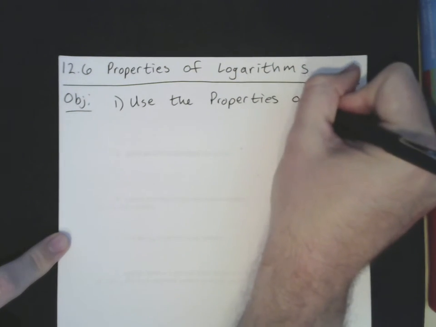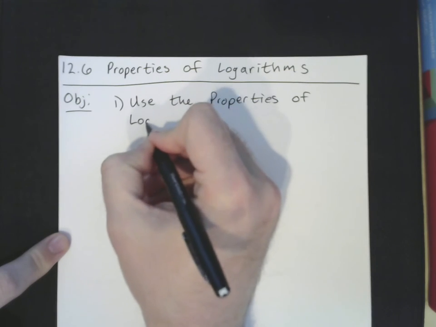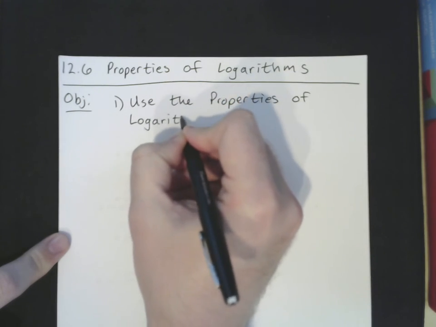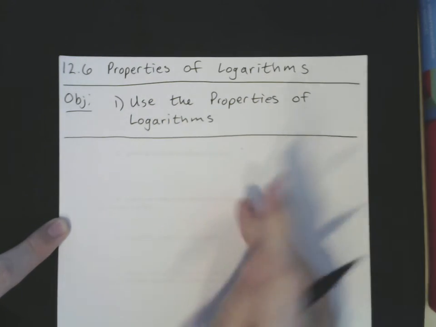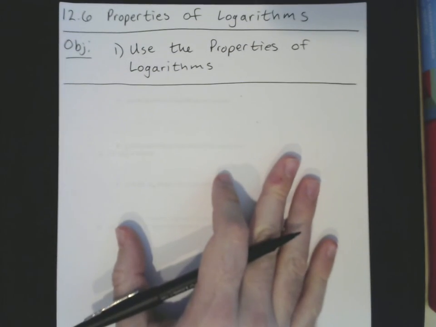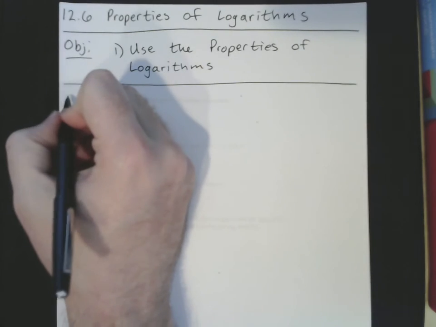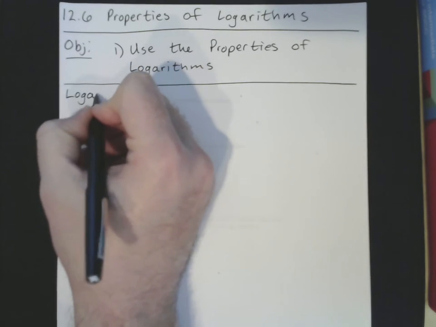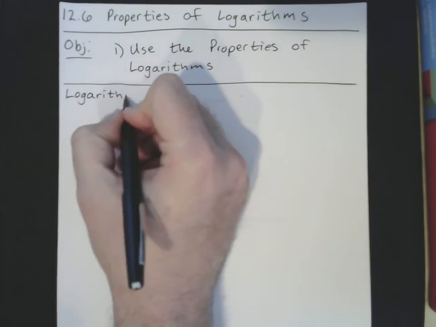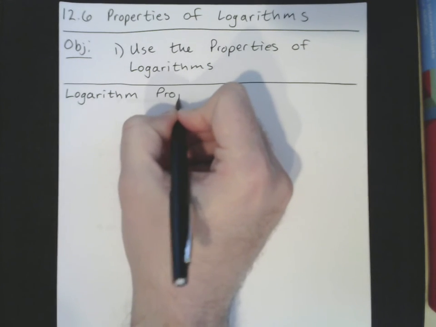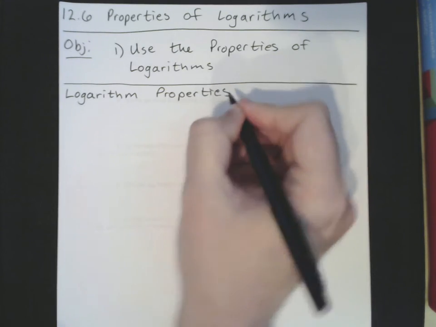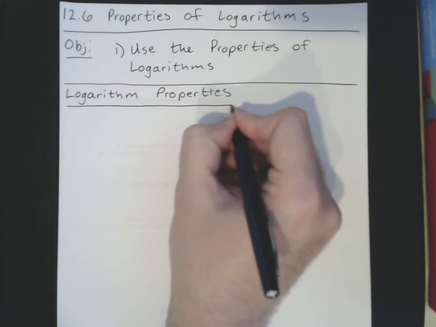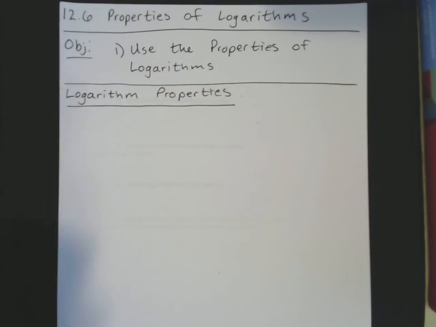Properties of logarithms. So if we're going to use the properties of logarithms, we have to know the properties of logarithms. Logarithm properties. Some people call these the log laws or the log properties. They mean the same thing. It's just how logarithms interact with each other.